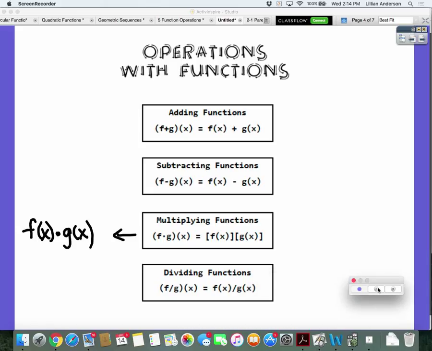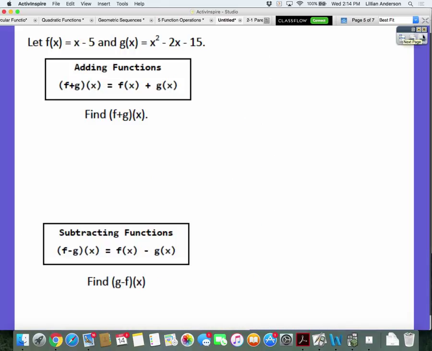And it is just that simple, guys. Literally, you take your two functions and you add them together and combine like terms. When subtracting, you have to be very careful. Whatever function you're subtracting, make sure that you distribute that negative over. Multiplying, you just multiply two functions. Dividing, we'll talk about that when we get to it, okay? So, let's take a look at examples.